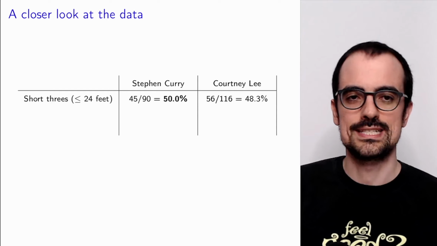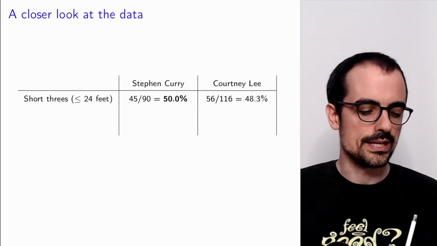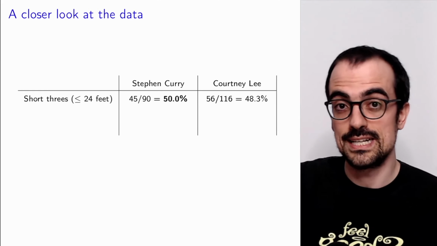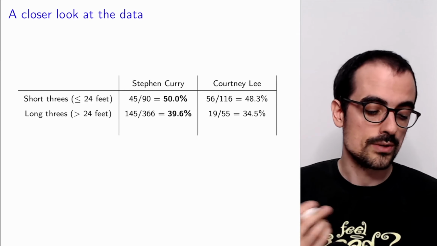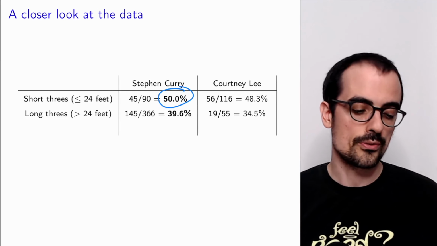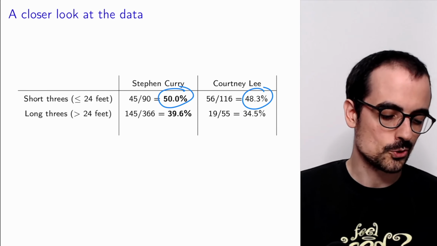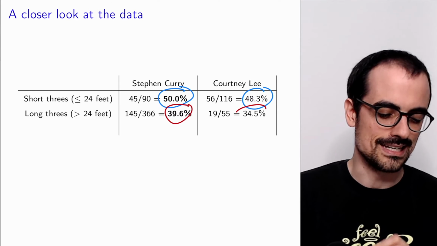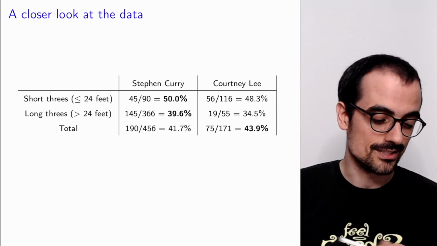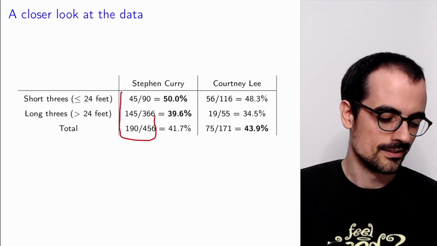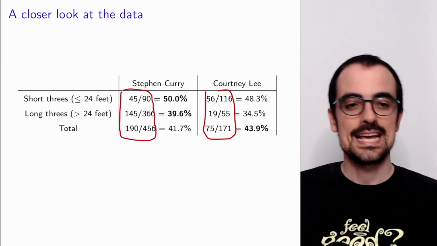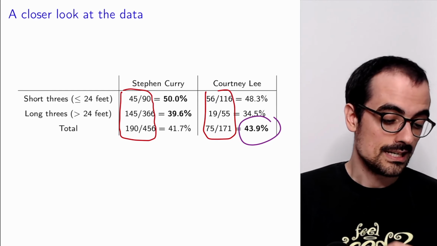Well, if we separate the shots between short threes and long threes, short threes are basically threes that are easier because they're closer to the basket. Long threes are more difficult because they're farther from the basket. And what we see is that Curry shoots short threes better than Lee, and he also shoots long threes better than Lee. So he shoots better from close, better from far, but when we aggregate the data, and you can check that I'm not cheating, if you sum these quantities, they add up to the totals. And then, very surprisingly, Lee seems the better shooter.